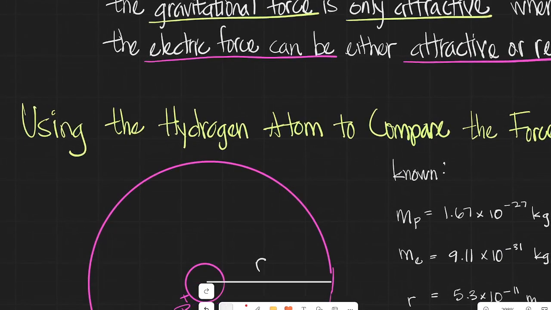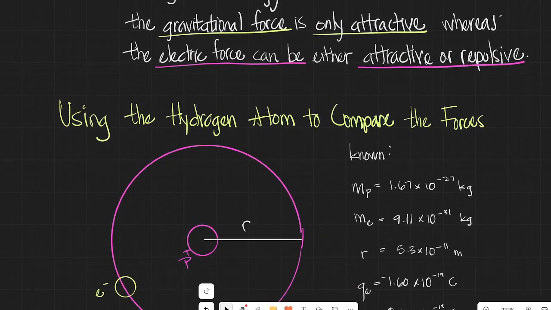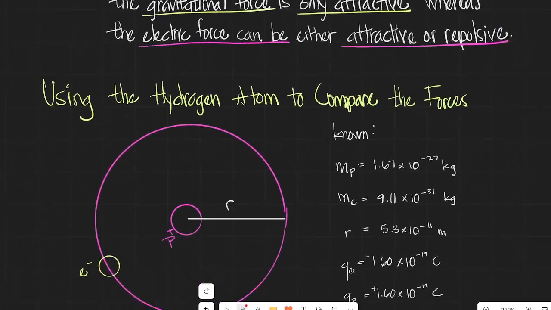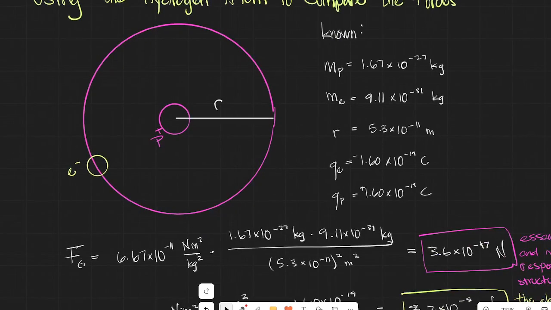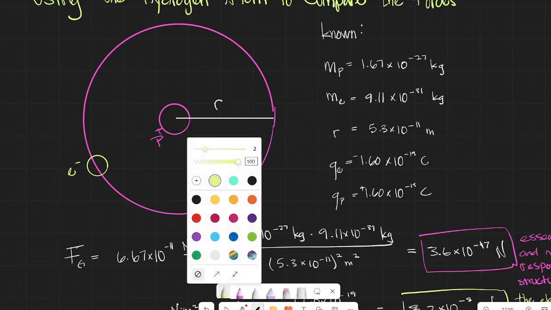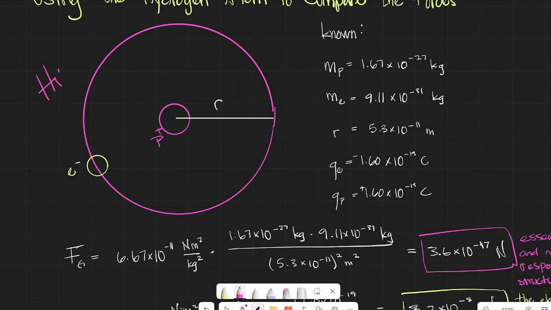Now, I want to use the hydrogen atom to compare the forces as well. And I'm just going to list some knowns that have been predetermined by physicists repeatedly in history. So m sub p is going to be the mass of the proton. m sub e is going to be the mass of the electron. r is the distance between the proton and the first valence shell of this hydrogen atom. Let me write that here. This is a hydrogen atom. And if you've taken chemistry, you would know that right away because it's just a proton with one orbiting electron, negatively charged.